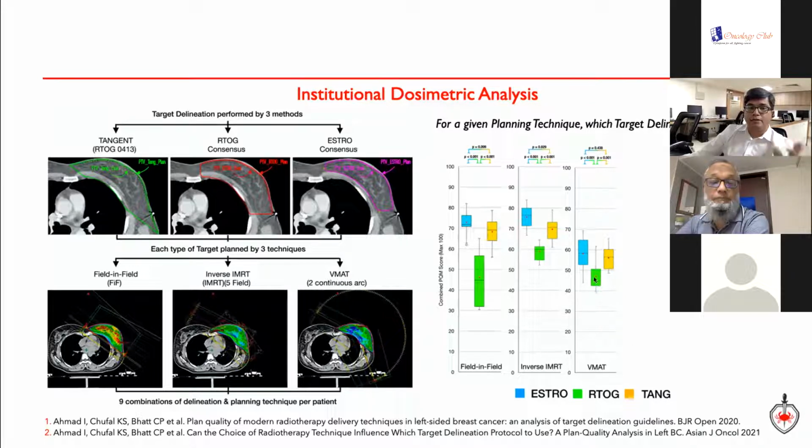And it seems as if the only place where the RTOG guidelines did well was when you have VMAT. So for all the people who want to practice VMAT every day, RTOG is good enough for them. But if you only have field and field in your organization, you can feel pretty happy saying that our plans are probably going to be superior to the RTOG plans in pretty much all aspects. And the same with the heart dose. With field and field technique, the RTOG delineation guideline is actually quite inferior compared to ESTRO and the tangent guidelines.